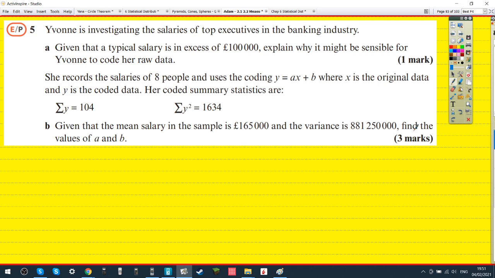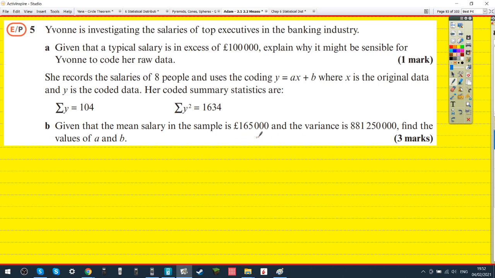So we use the equation. We do it as 1634 over 8 minus brackets 104 over 8 squared.